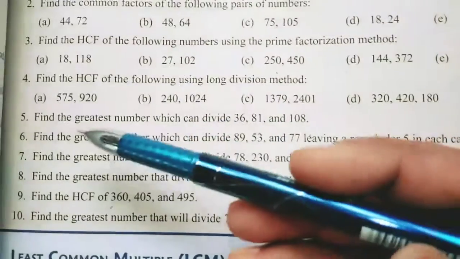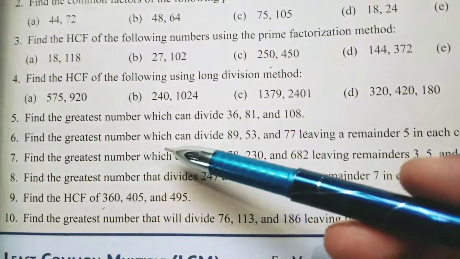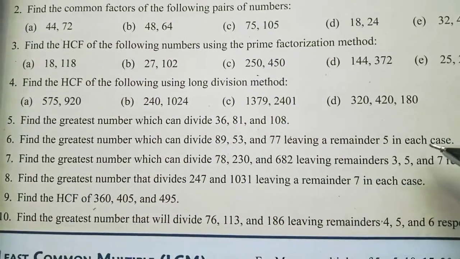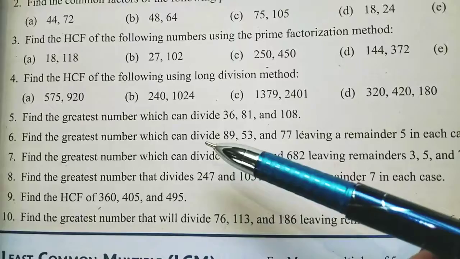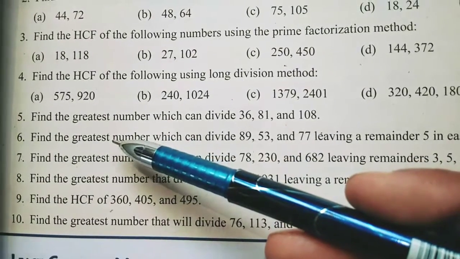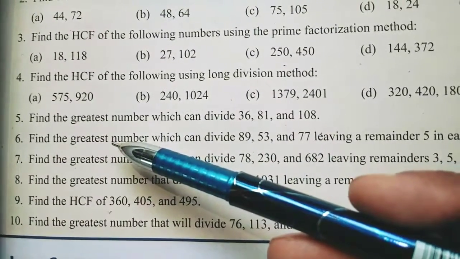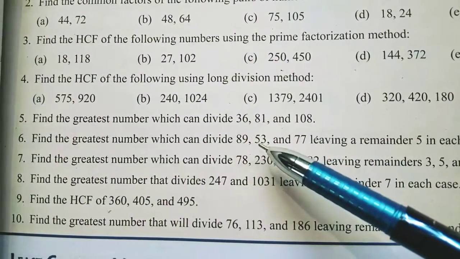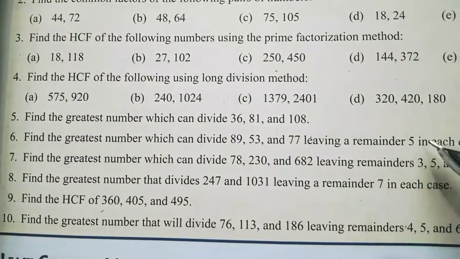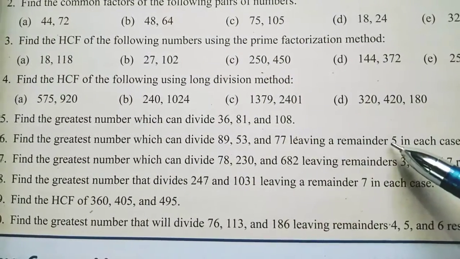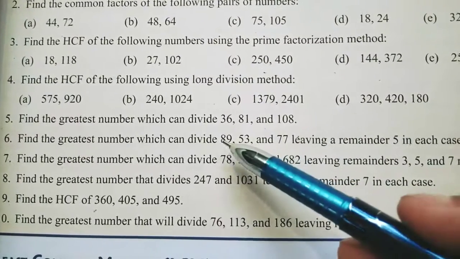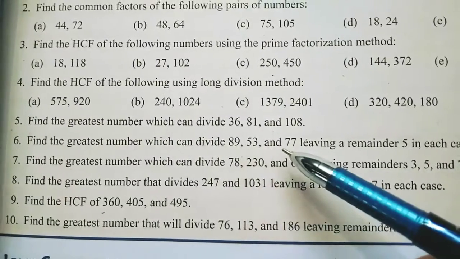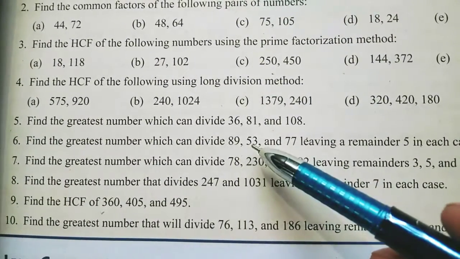Now question number 6: find the greatest number which can divide 89, 53 and 77, leaving a remainder 5 in each case. This is another type of question. Here also you have to find the greatest number, that means you have to find the HCF of these numbers. But here one thing is given: after dividing with these numbers, there is a remainder 5 in each case. In each case means after dividing with every number there is a remainder 5.